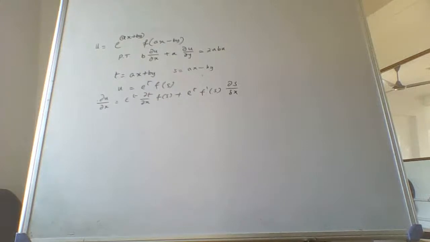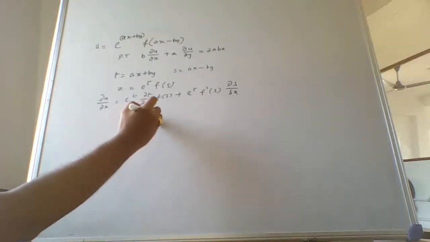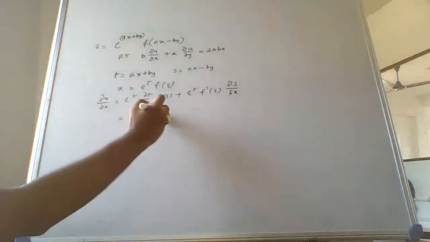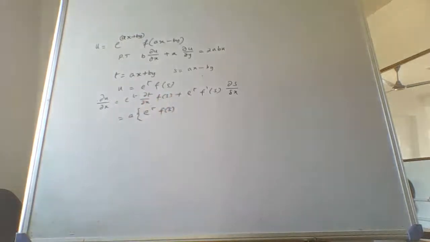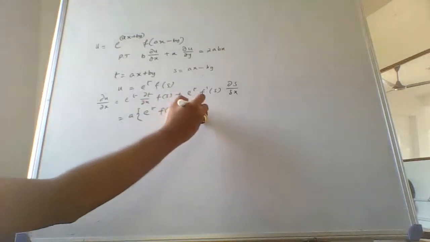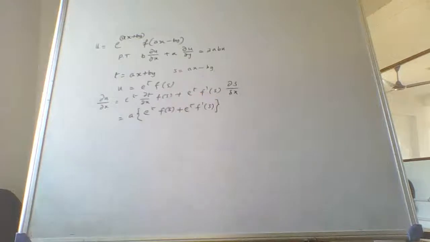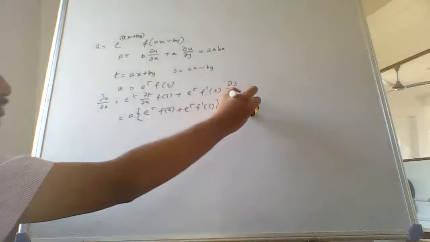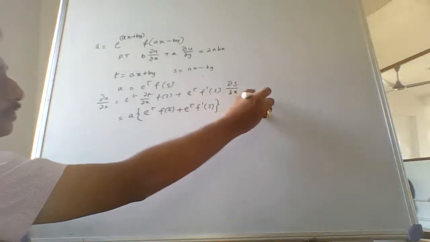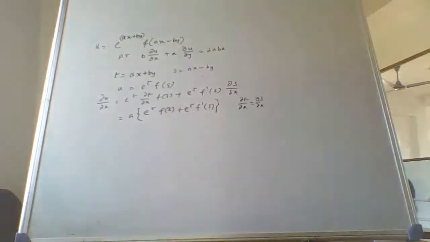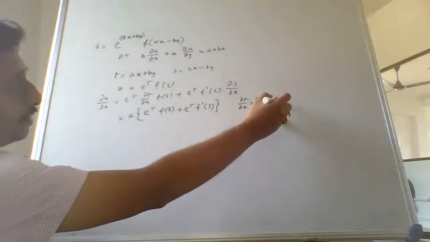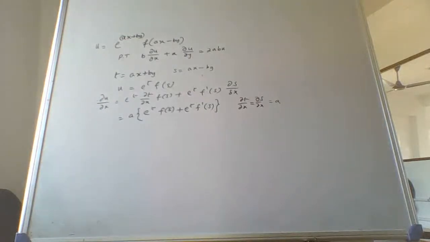Let me put that here. So I get a times (e to the power of t into f of s plus e to the power of t into f dash of s). We have considered that dou t by dou x and dou s by dou x are both a. So that is what I got as dou u by dou x.